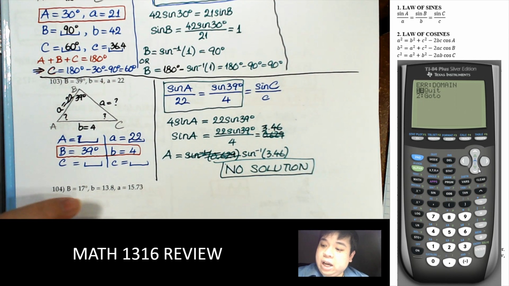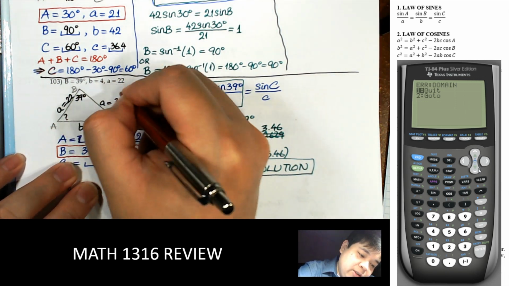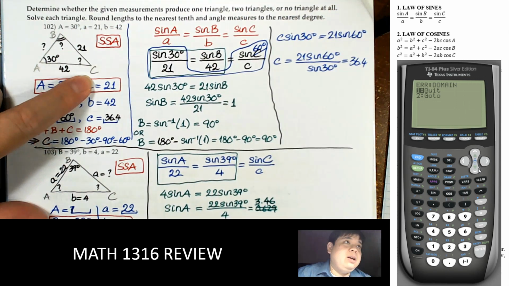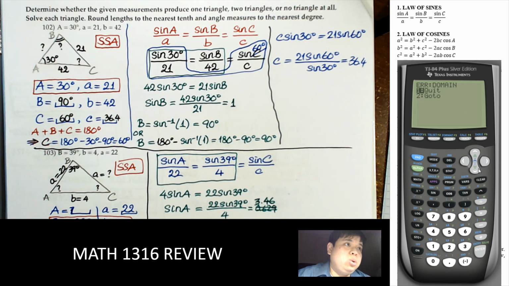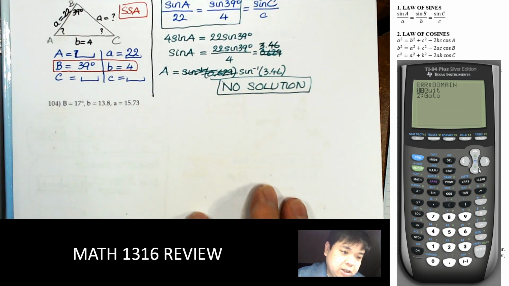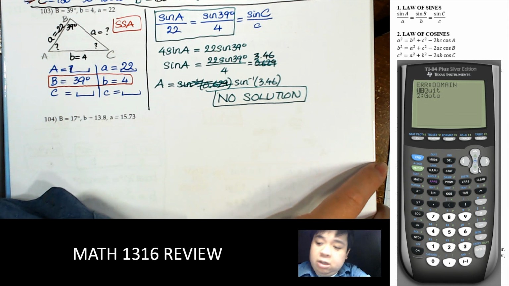So this is another case of side-side-angle. Earlier we saw the same case with one solution, and this one has no solution. Potentially we may have two solutions, so that could be the case. Let me write the timestamp.